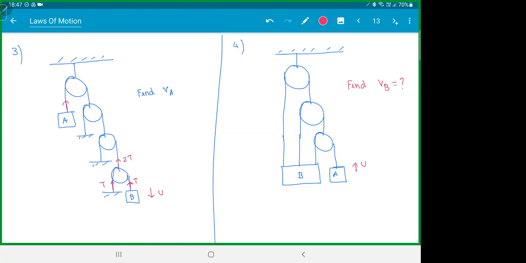If you have taken T on the top, then it will be T by 2, T by 4, T by 8. It will become half, half, half. If you go from down, it will be double, double. So this is 2T, this is 4T, this is 8T, and this is 8T.